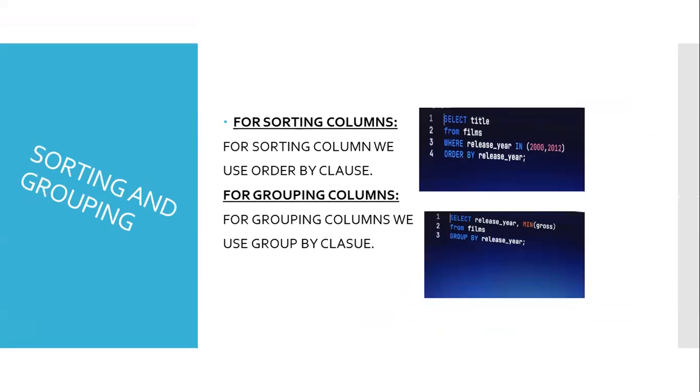In the last chapter, I studied sorting and ordering my data. If I want to order my result, then I will use the ORDER BY clause. For example, I want the title of the films which were released between 2000 and 2012 and want to order my result by release year, then I will use the syntax ORDER BY. If I want to group my result by any specific column, then I will use the GROUP BY clause. For example, if I want to group my data by release year and get the minimum gross from the films by release year, then I will use GROUP BY release year.